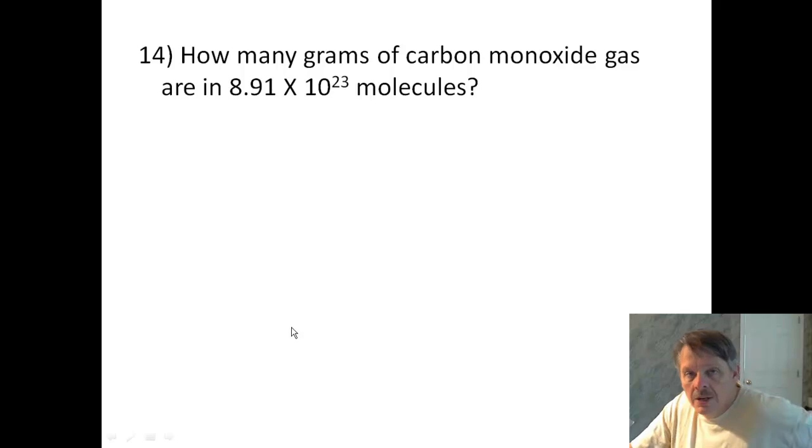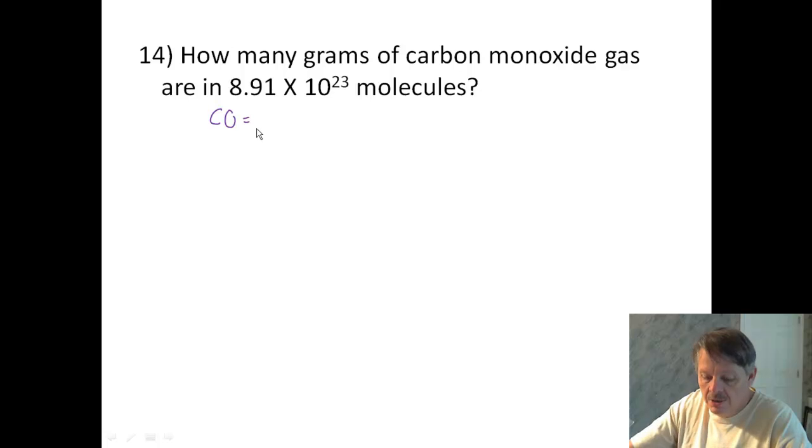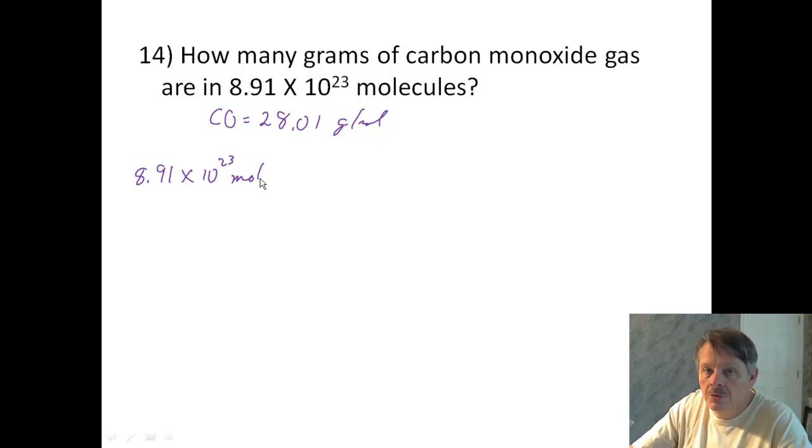All right, number 14. How many grams of carbon monoxide gas are in 8 point whatever? Well, we already know, because we just figured this out, that carbon monoxide gas weighs 28.01 grams per mole. So I can immediately start working on the problem. 8.91 times 10 to the 23rd molecules.